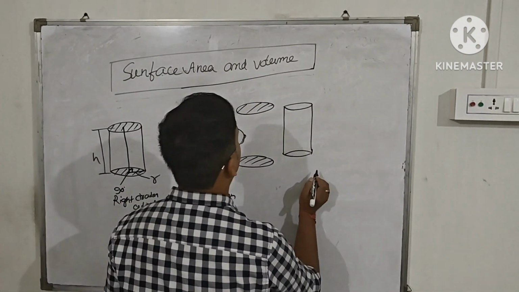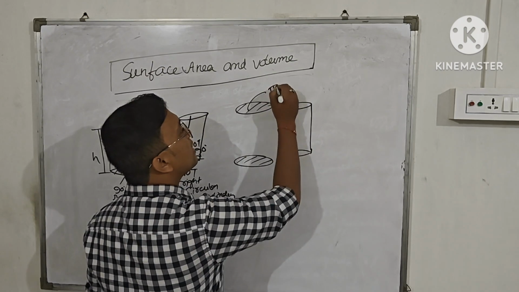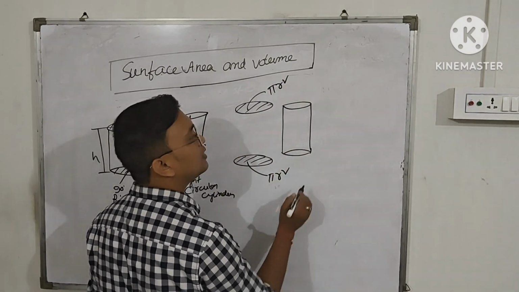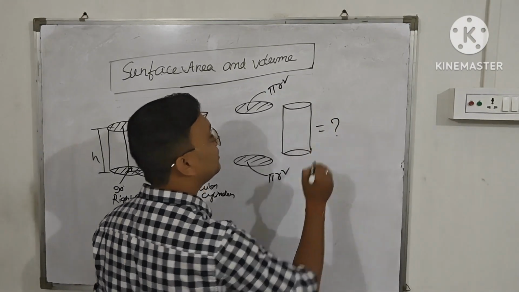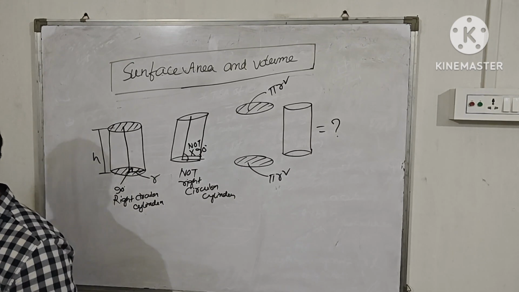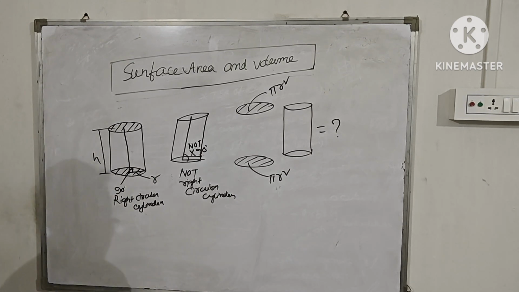So what about this? The area is pi r square. Then what is the area of this curved surface? Do you have any idea what is the area of this curved surface?